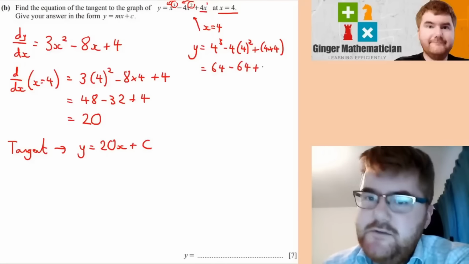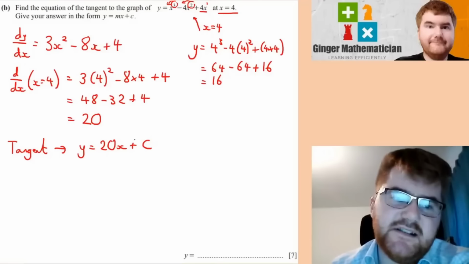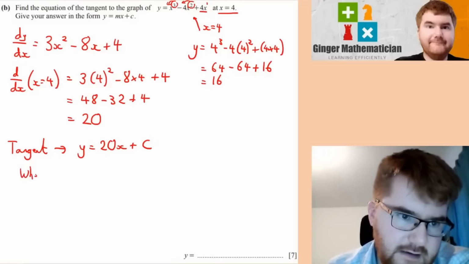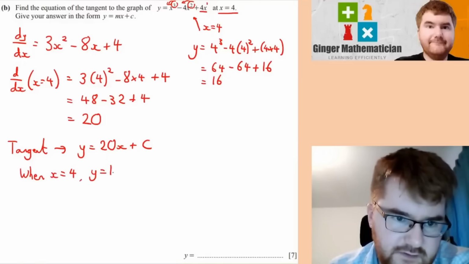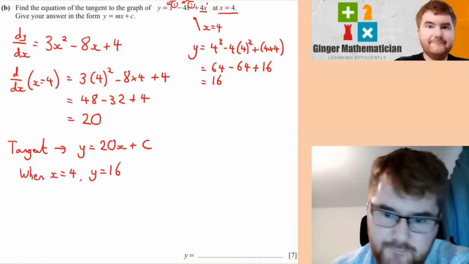And now we have enough information to work out c. So when x is equal to 4, y is equal to 16. You can see why this is a 7-mark question. A lot of work involved.